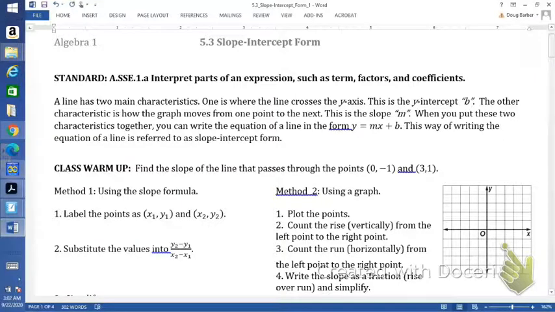Alright, 5.3 talks about slope-intercept form, a very important concept in Algebra 1. So, let's get started here.